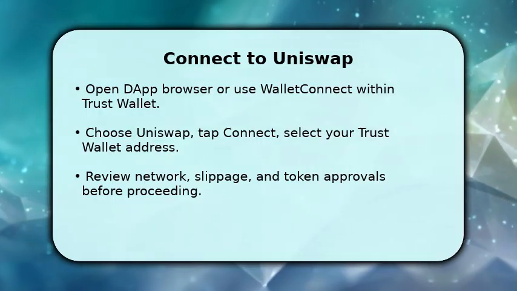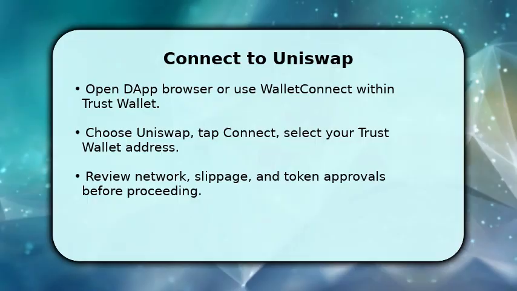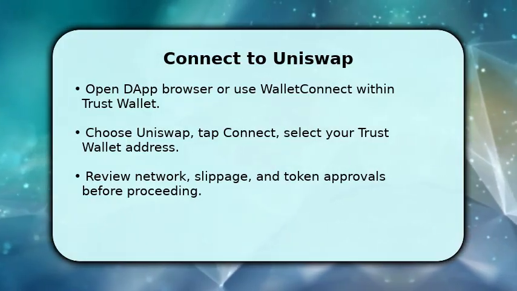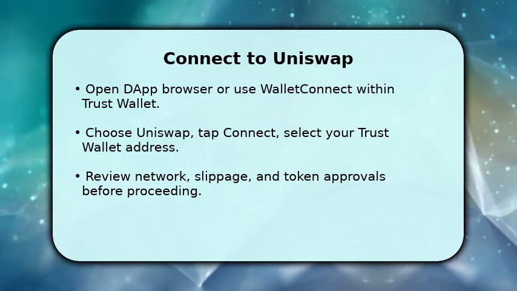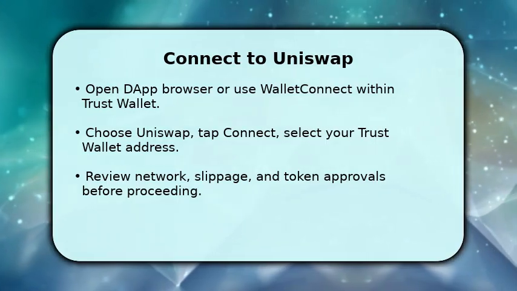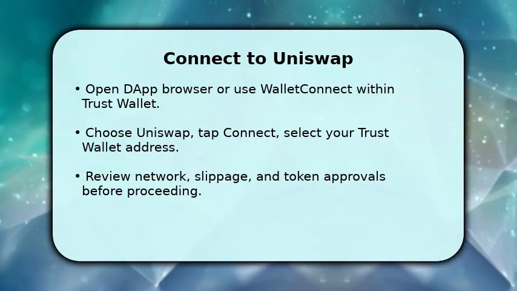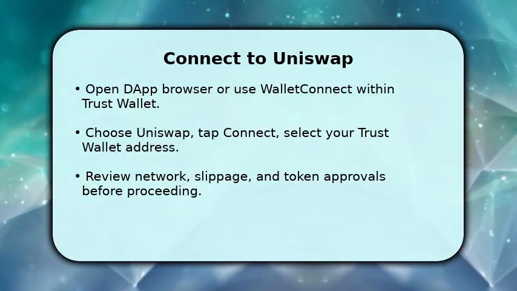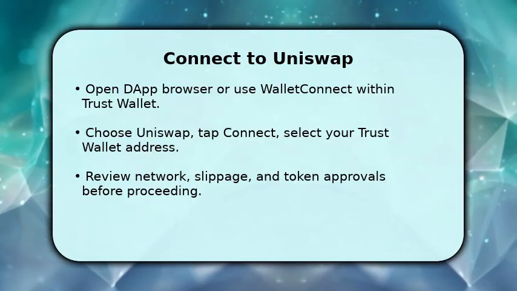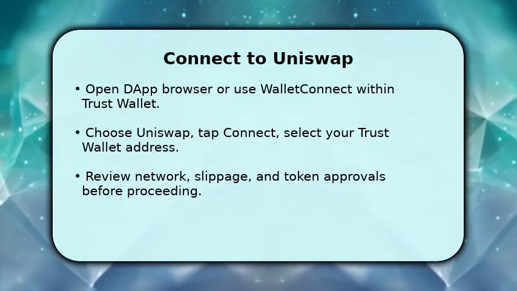Once connected, set the token pair, check the network is Ethereum mainnet, and configure slippage tolerance and transaction deadline. Approve token spending when prompted. Approvals are separate transactions that require gas. After approval, execute the swap and confirm the transaction in Trust Wallet's confirmation screen.